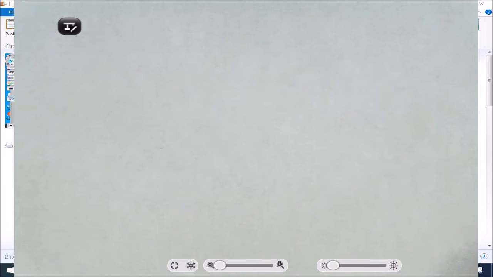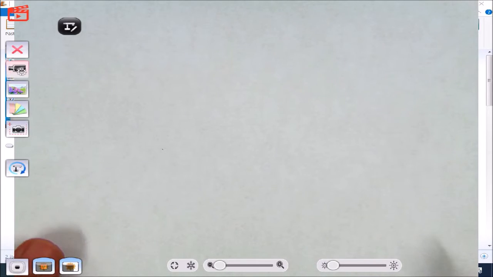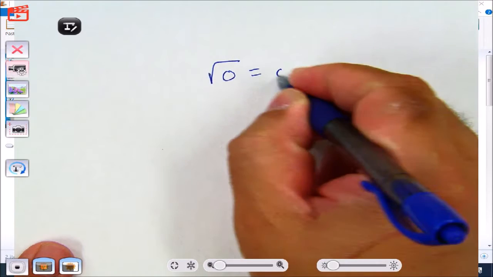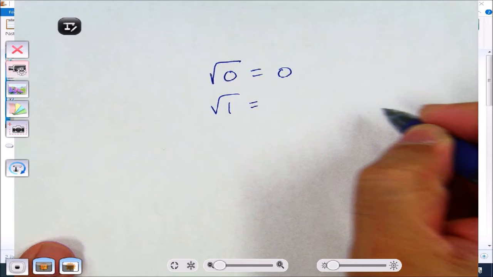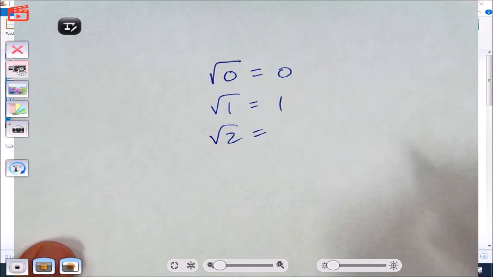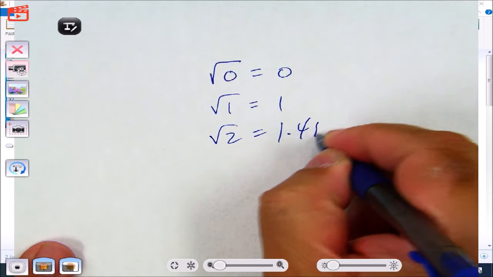Okay, here we go. Now, I want to talk about some perfect squares first. What is the square root of zero? Zero. What is the square root of one? One. What's square root of two? It doesn't have one. It's 1.414 blah, blah, blah.